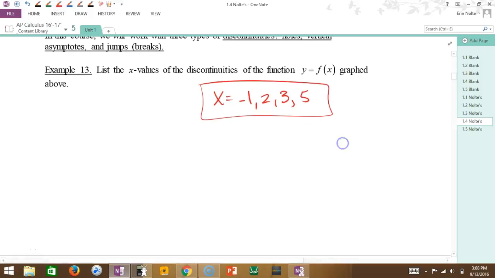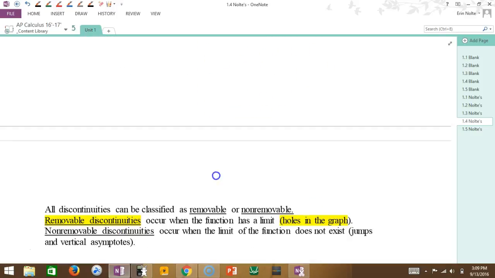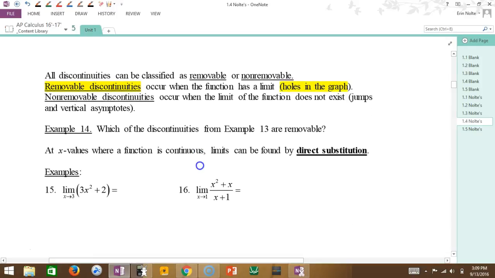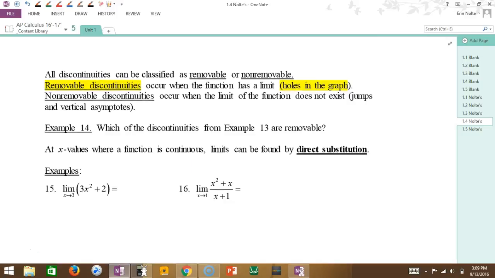The second part of discontinuities is describing the types. There are two types of discontinuities. What are the two types? Removable and non-removable. So what is a removable discontinuity? A hole. Even a hole that doesn't have a filled point is still removable. No matter what, a hole of any kind is removable. Non-removable is jumps and vertical asymptotes, where you can literally see the big jump or the break apart.